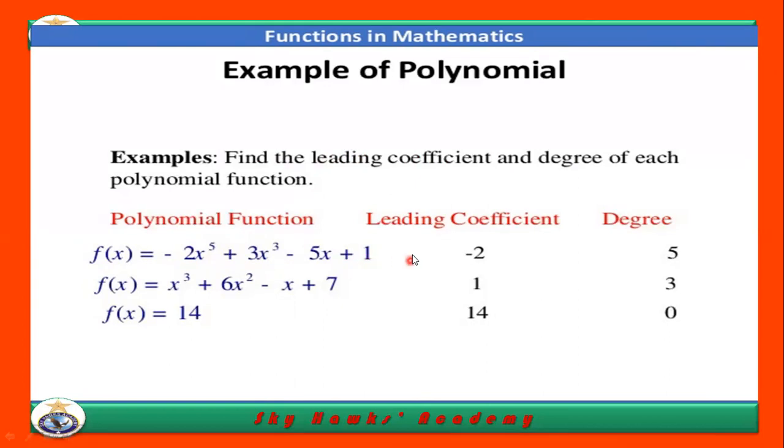My screen's a little blurry. I don't know if you could read the rest, maybe a little bit? Okay. Anyhow, f(x) is -2x^5 plus 3x cube minus 5x plus 1.